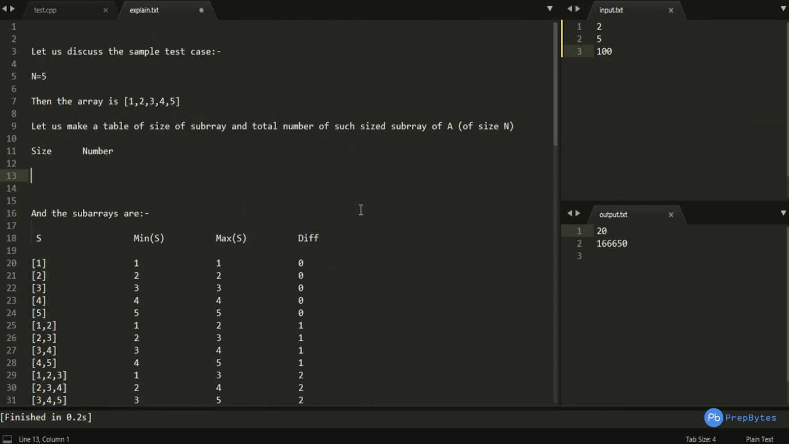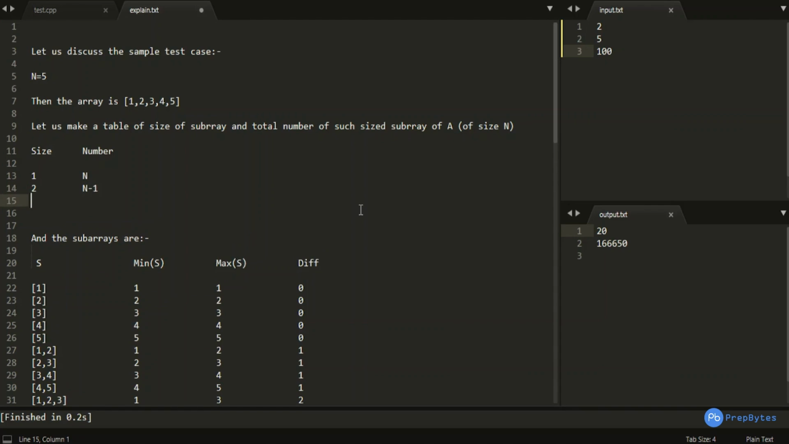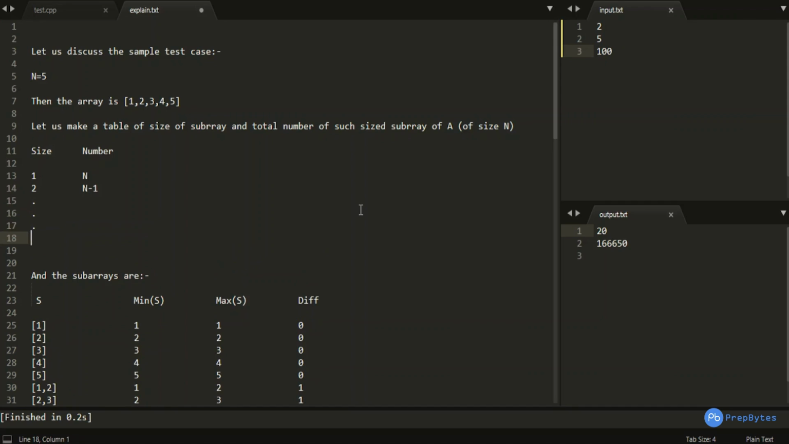So if the size of the subarray is 1, then obviously the total number of such subarrays would be nothing but n. If the size of my subarray is 2, then the total number of subarrays would be nothing but n minus 1. And this goes on until the size of the subarray is n itself, which is the array itself, and then such subarrays are 1 only. So this is the pattern over here.